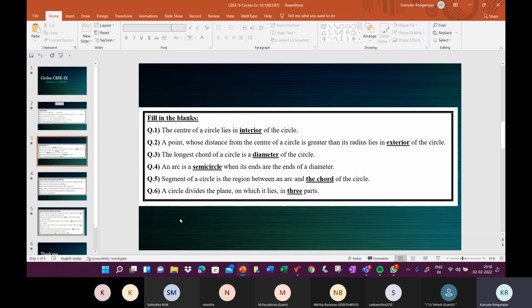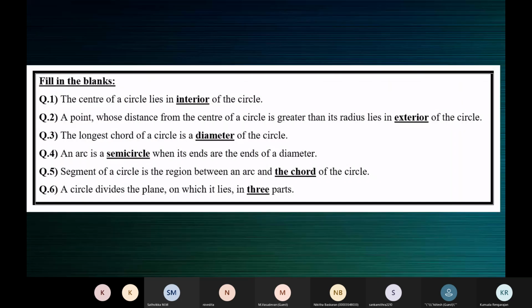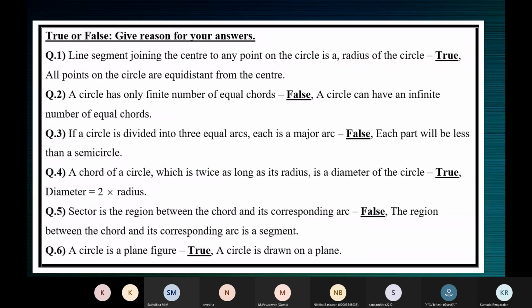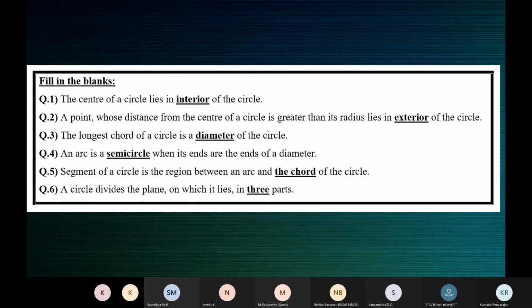All this you can just take a picture, children. This is exercise 10.1, answers to exercise 10.1. Take a screenshot. Fill in the blanks and true or false. Take a screenshot, children. That's all, this exercise 10.1. True or false, and this one, fill in the blanks.